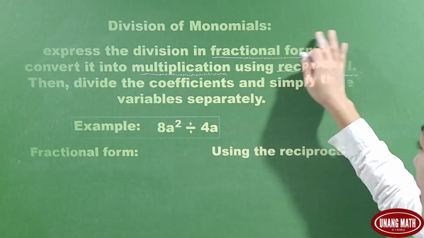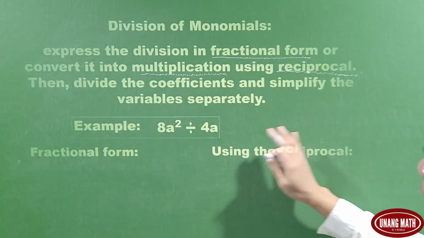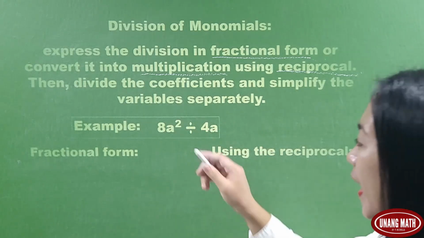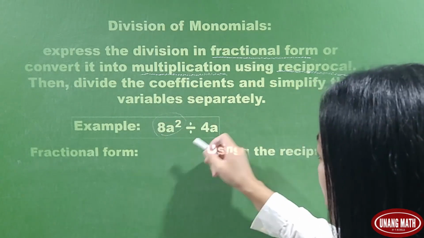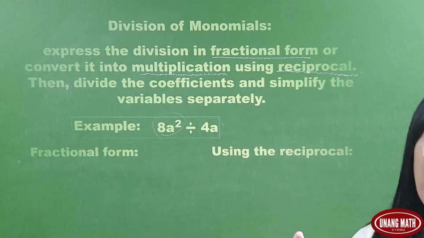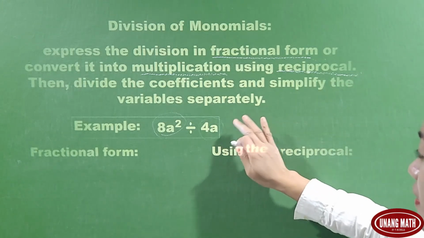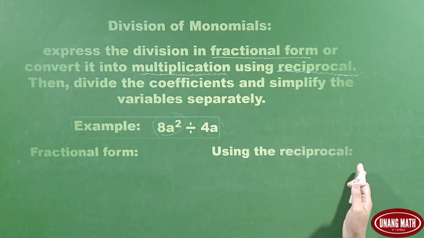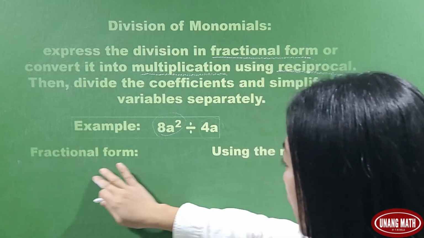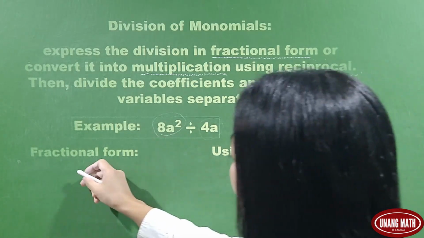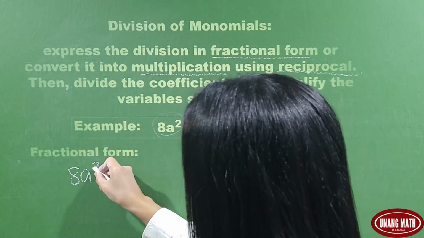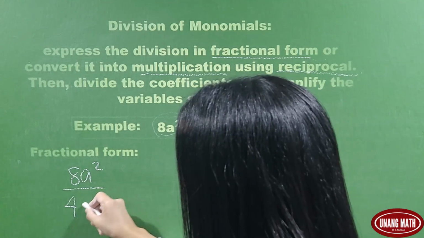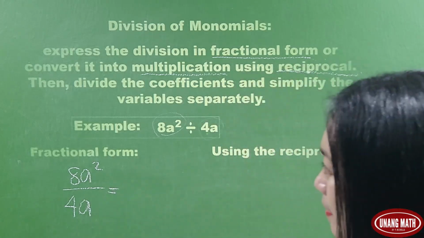Okay, for you to understand this concept, let's give an example. We have here 8a squared divided by 4a. 8a squared is a monomial, 4a is another monomial. We will simplify this expression using the fractional form and using the reciprocal. Let's start with fractional form. So the first monomial, 8a squared, is the numerator and our denominator is 4a.